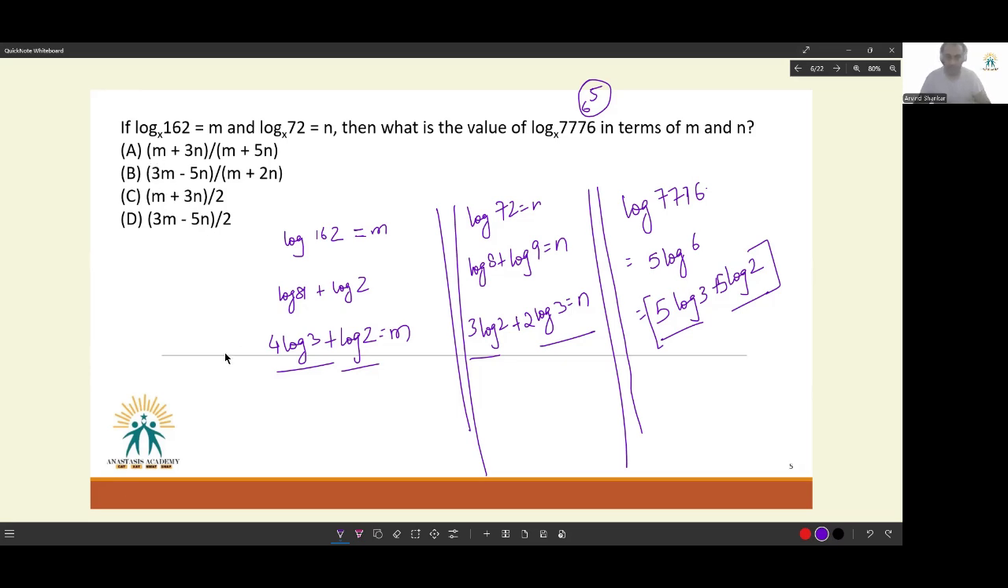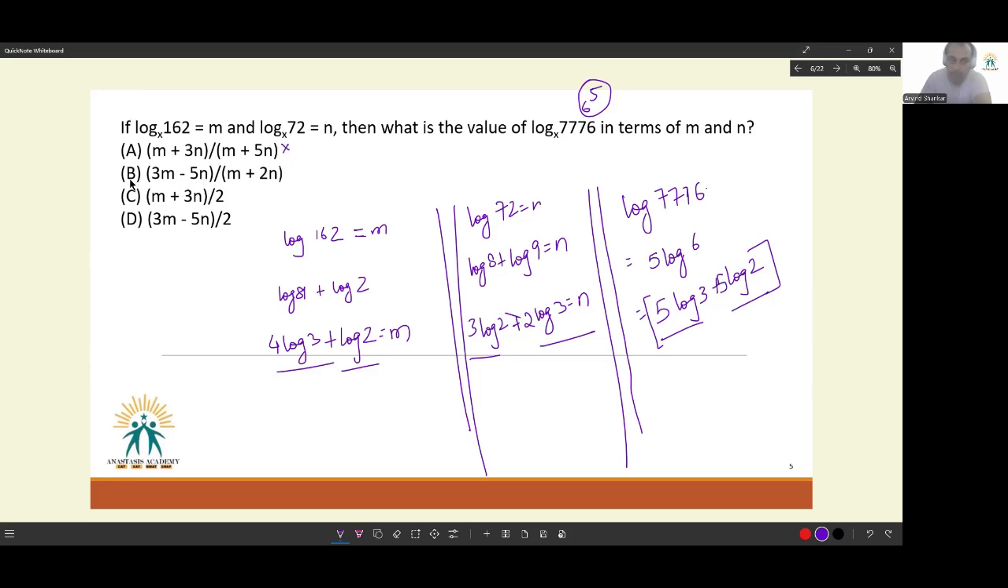M plus 3n. Instead of looking at the full thing, just look at log 3. M will give me 4 log 3. 3n will give me 6 log 3. 4 log 3 and 6 log 3, okay, 10 log 3, divided by m plus 5n. Here I will get 4 log 3 and here I will get 10 log 3. So I was getting 10 log 3 by 14 log 3. How will I ever reach 5 log 3 in the numerator with nothing in the denominator? Doesn't make sense. This option gets ruled out.